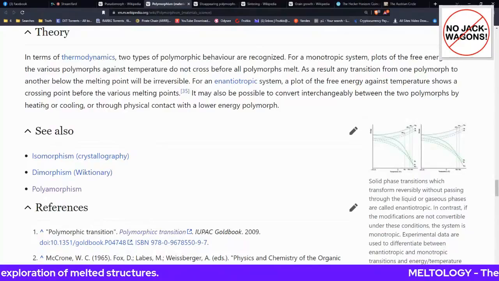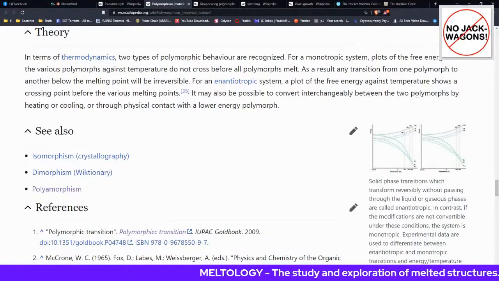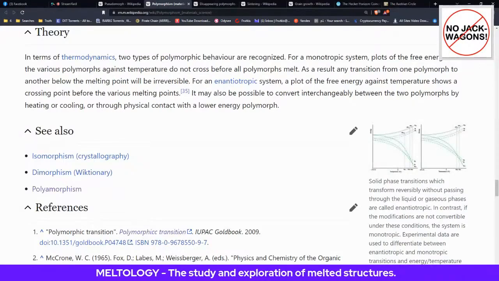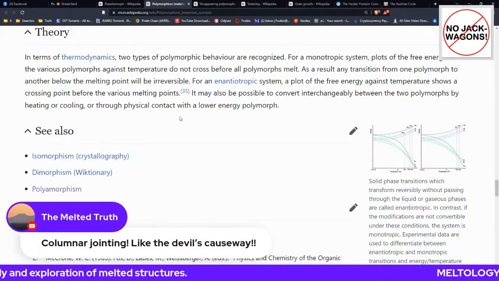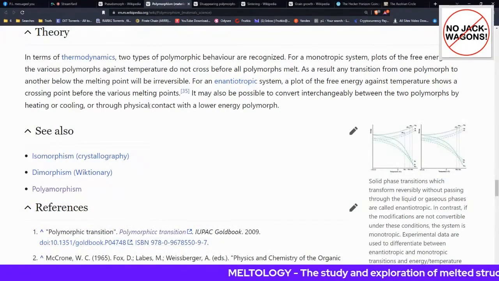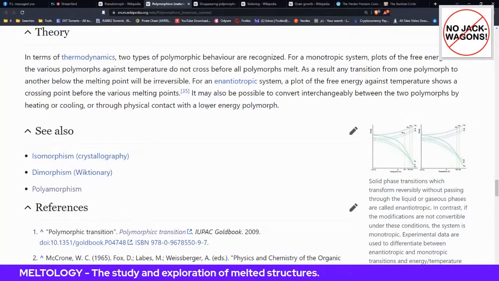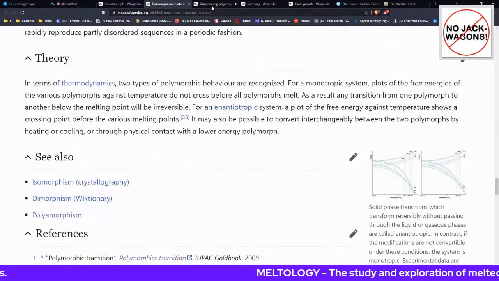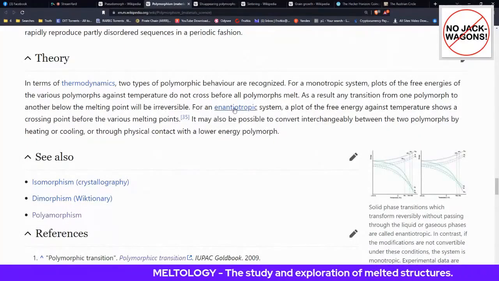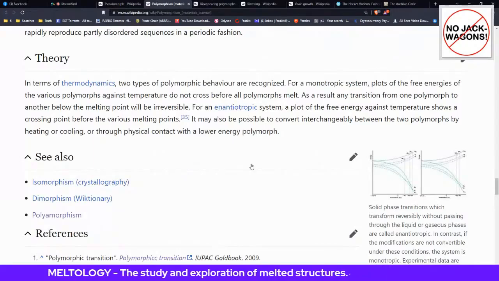And they try to convert one polymorph to another just by heating and cooling and physical contact with the lower energy polymorph. This is what you call when you stack bricks. Maybe the brick beside it has a lower energy polymorph and doesn't get affected as much as the other one. So this is another thing to read and study even more, because temperature dictates the state of matter.